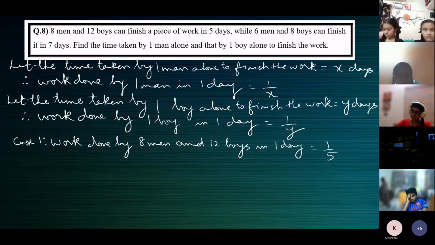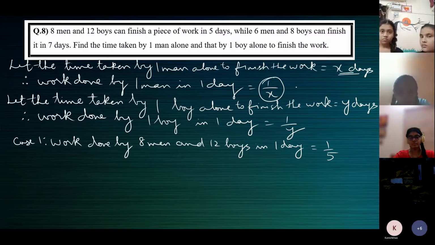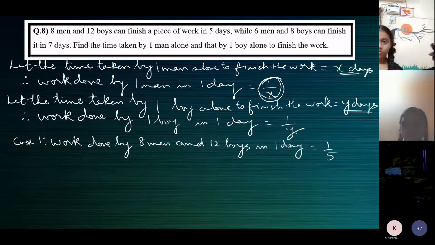So now here there are two people, one man and one boy. We'll assume that the man finishes the work in x days. That means every day he will do 1/x of the work. We'll assume that the boy takes y days to finish the work. That means every day he'll finish 1 by y, this fraction of the work.